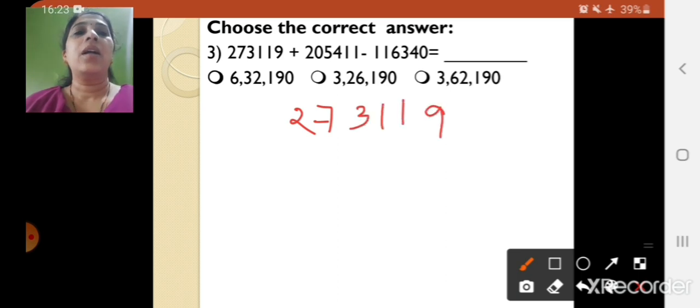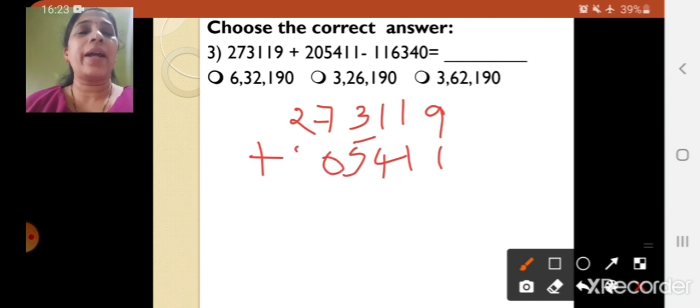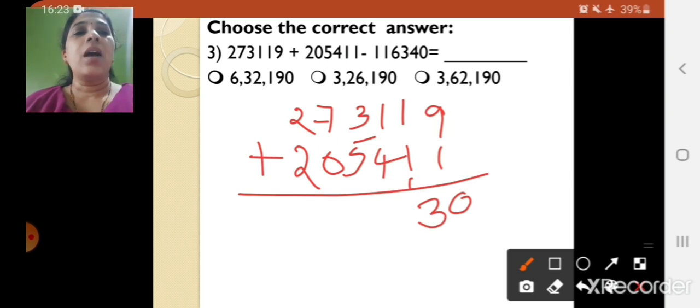2,73,119, right? Now we'll arrange the next number, that is 2,05,411. So starting from your right hand side, 1, 1, 4, 5, 0 and then 2. So now let's carry out addition. 9 plus 1 is 10. 1 plus 1 is 2. 2 plus 1 is 3. 1 plus 4 is 5. 3 plus 5 is 8. 7 plus 0 is 7. And 2 plus 2 is 4.